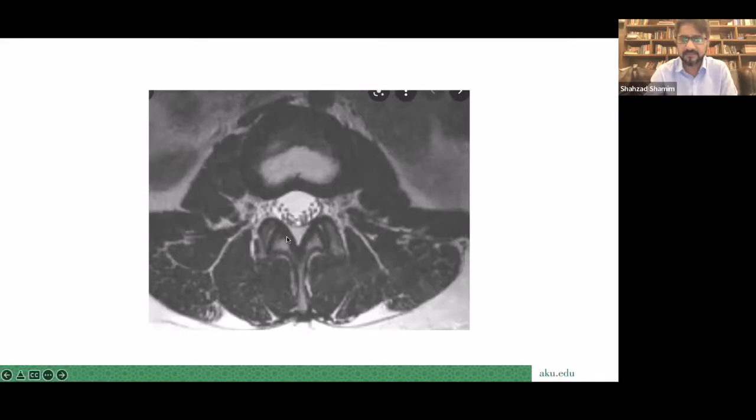Now, because all of this works as a single motion segment: the joints, the ligaments, the vertebral bodies, if one of these structures is affected, the rest also gets affected.